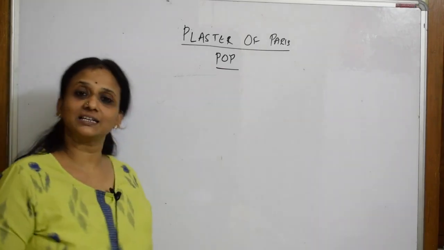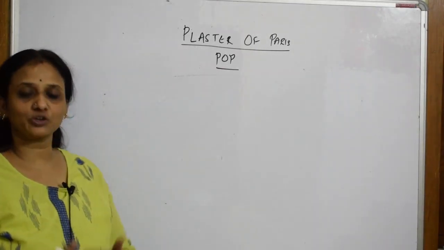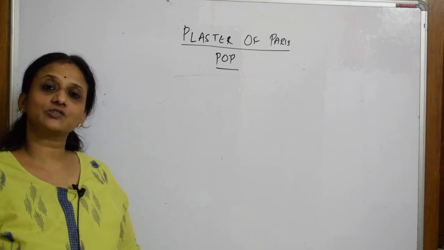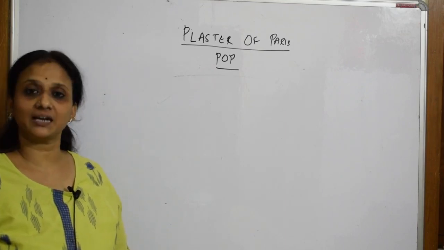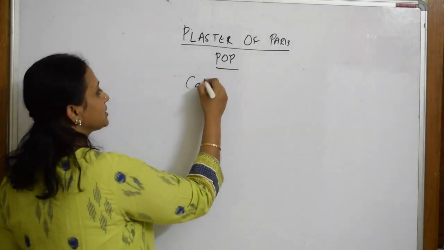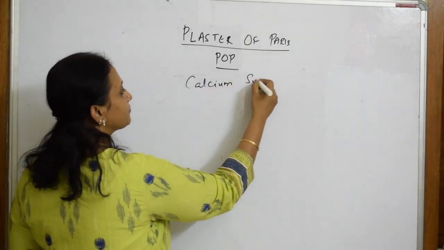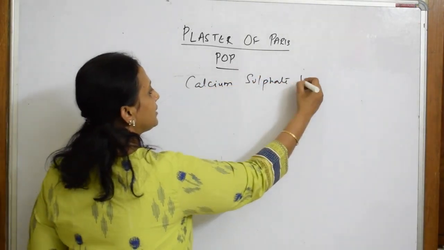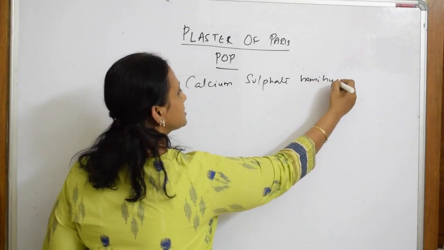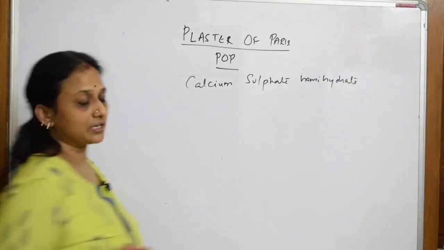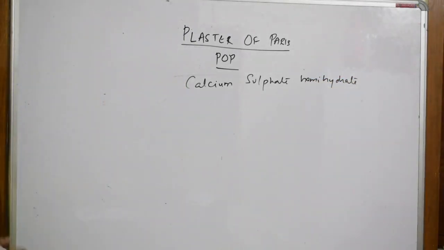Right, now let's come back and learn about POP, the simplest topic. So what is POP? Plaster of Paris. It is also called calcium sulfate hemihydrate, right? So the name is calcium sulfate hemihydrate. What is hemihydrate? Hemihydrate is nothing but half H2O. Right. So how should we prepare? I'll take both the ways.